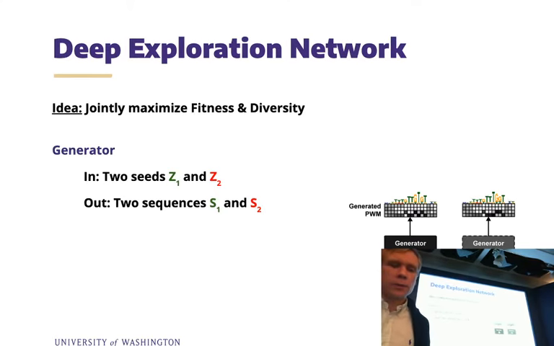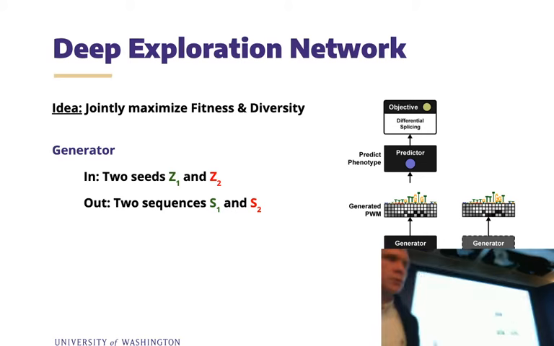So then we came up with this rather simple scheme, which we call deep exploration networks, or DENs. The idea is to jointly maximize the fitness predicted by your predictor oracle, as well as a Monte Carlo diversity cost term. So at every forward step in this approach, you randomly sample 2 independent latent input seeds that you feed into your generator. You have the generator generate the 2 corresponding sequences.